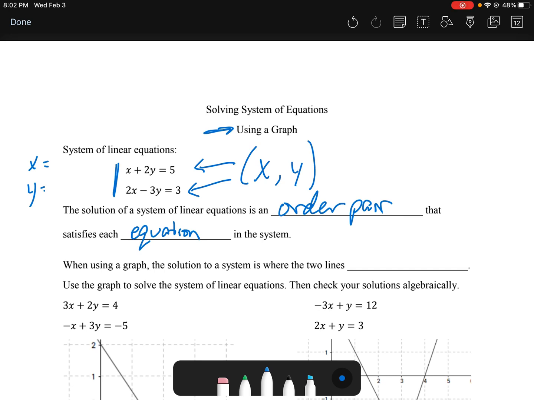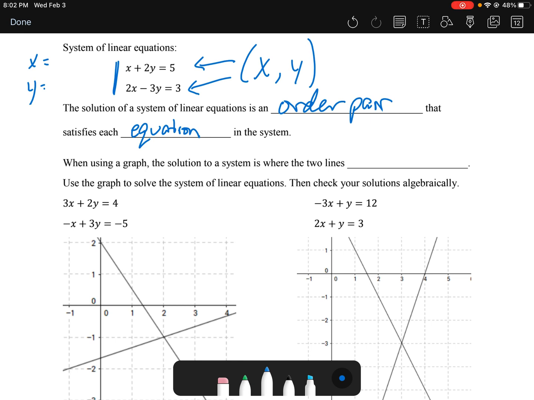Now we are solving this using a graph. When using a graph, the solution to a system is where the two lines intersect. So it's where they cross one another. Below, I have two examples of systems and their graphs. I just want us to look at them, use the graph to solve, and then check our solutions algebraically.